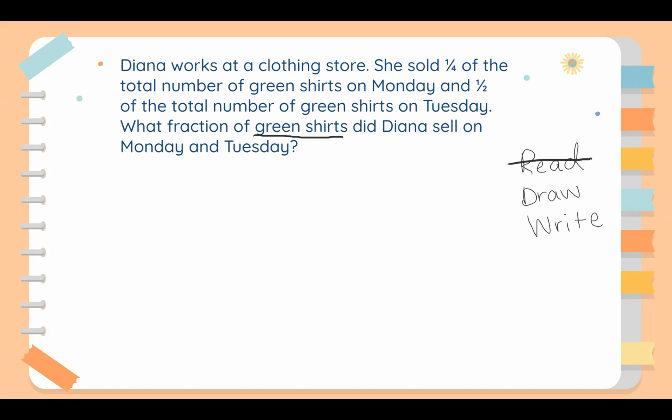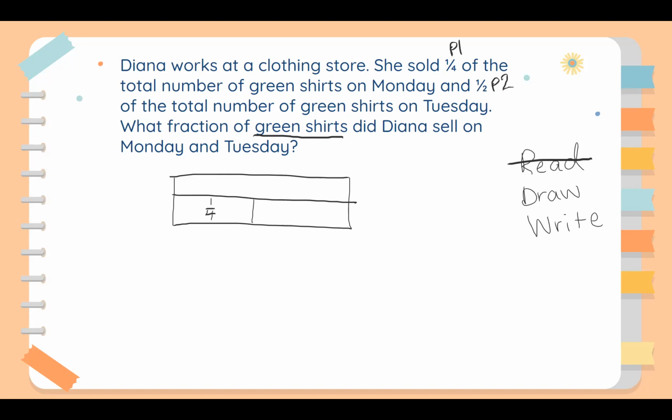Is this a problem where parts are put together for a total? Yes, part of our shirts were sold Monday, another part were sold on Tuesday, so I can mark those in my problem. Part 1 and part 2. Let's figure out how many shirts were sold on Monday and Tuesday. We can use a graphic organizer for our next step, which is draw. Part 1 is 1/4 from Monday. Part 2 is 1/2 from Tuesday. And we have to decide what the total is.